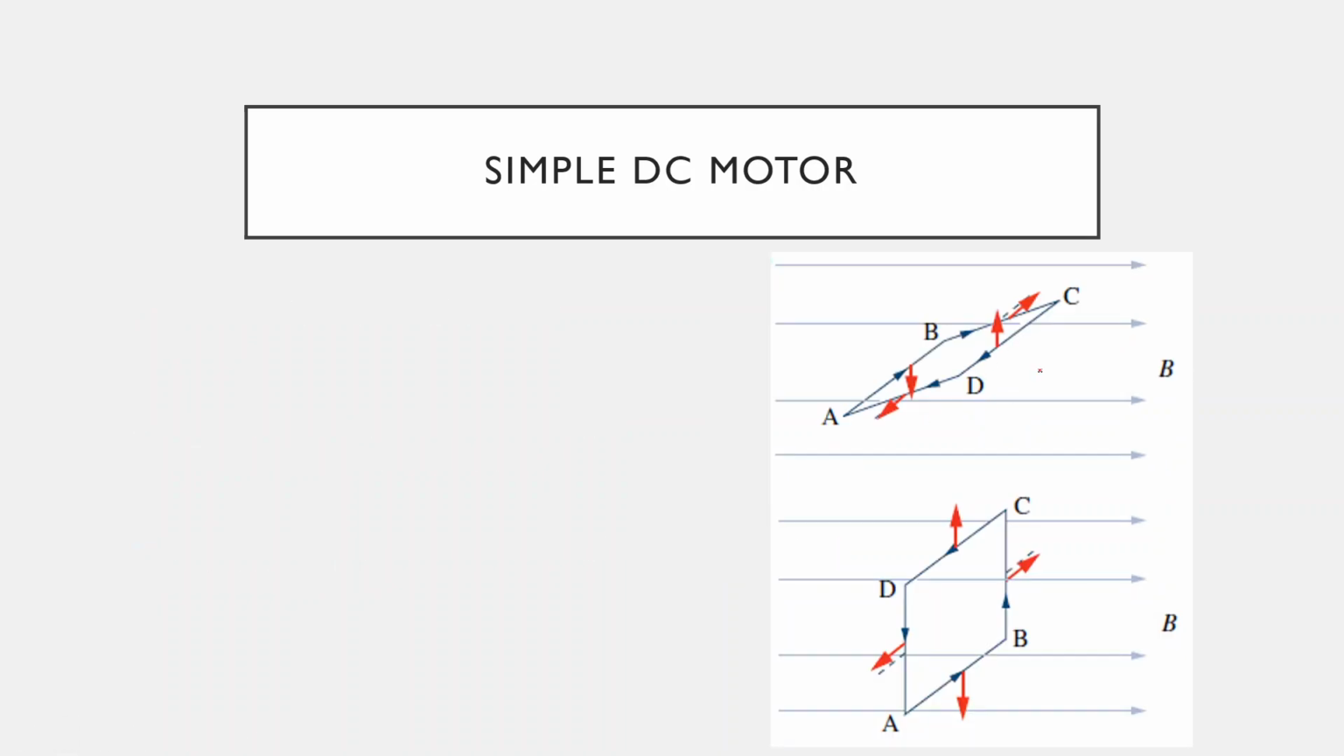In the next moment in this top diagram, that's what you've got. Again, you can talk about the forces acting on sides AB and CD. Use your slap rule, and you should still see that the forces are the same as a moment ago. The force on side AB is still going to be down. The force on side CD is still going to be up. So it's going to continue to rotate anti-clockwise.